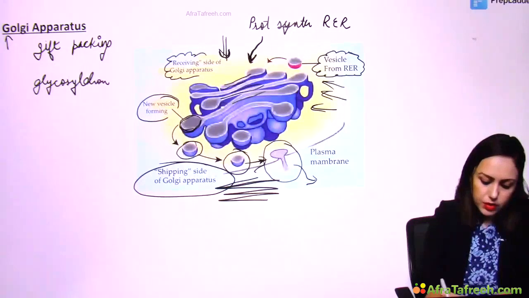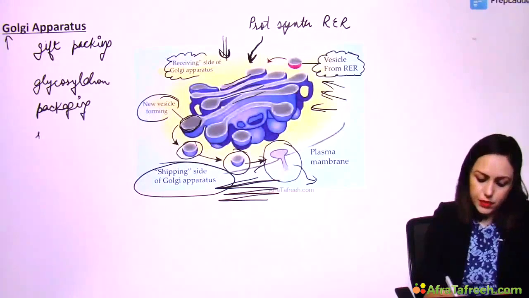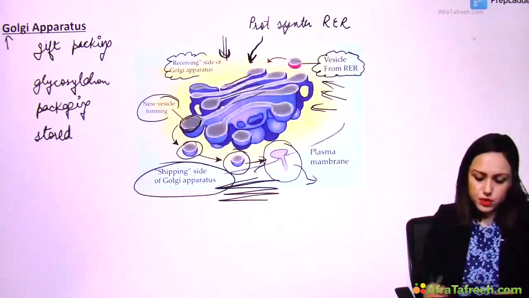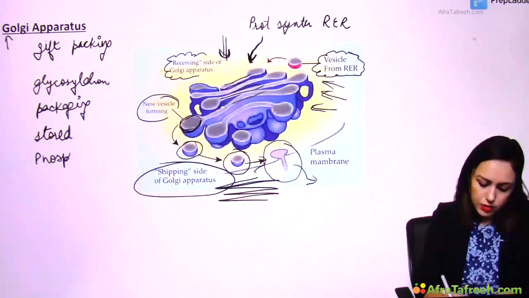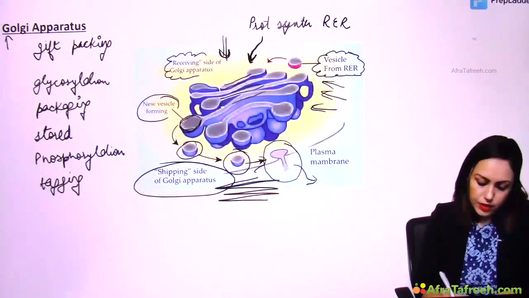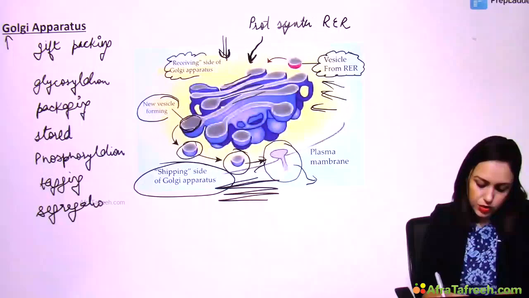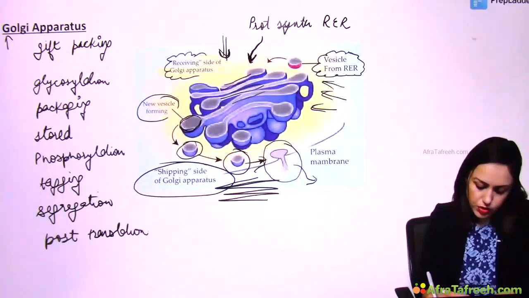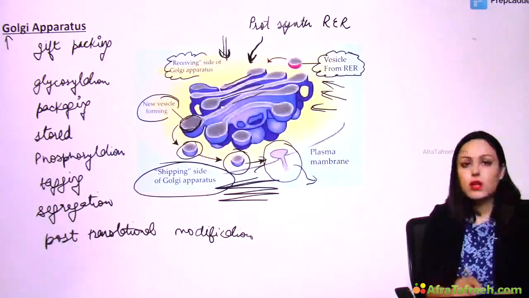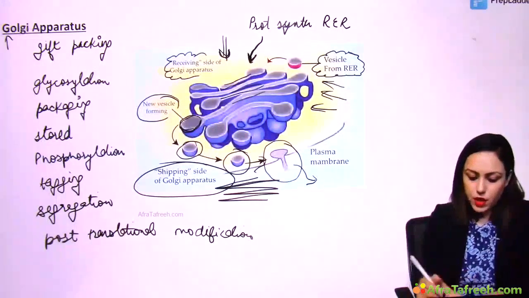Glycosylation can be done, packaging is done. Sometimes protein is stored for some time in the Golgi apparatus. Then phosphorylation is done. Then tagging, segregation, post-translational modification, all these things will occur in Golgi apparatus, right?